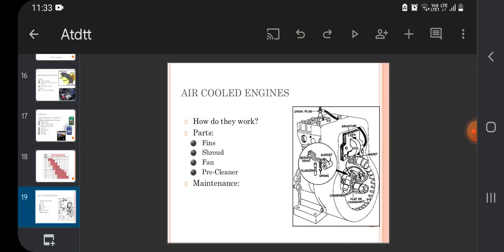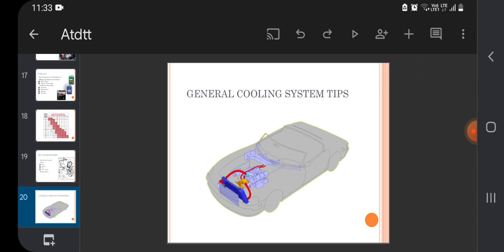Air cooled engines. How do they work? Parts: windshield, round fan and pre-cleaner. General cooling system tips.